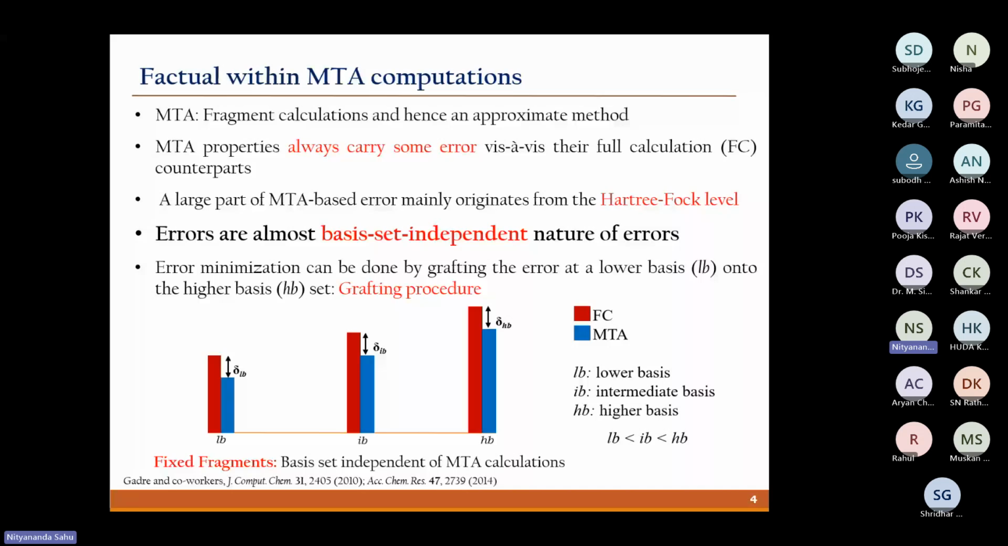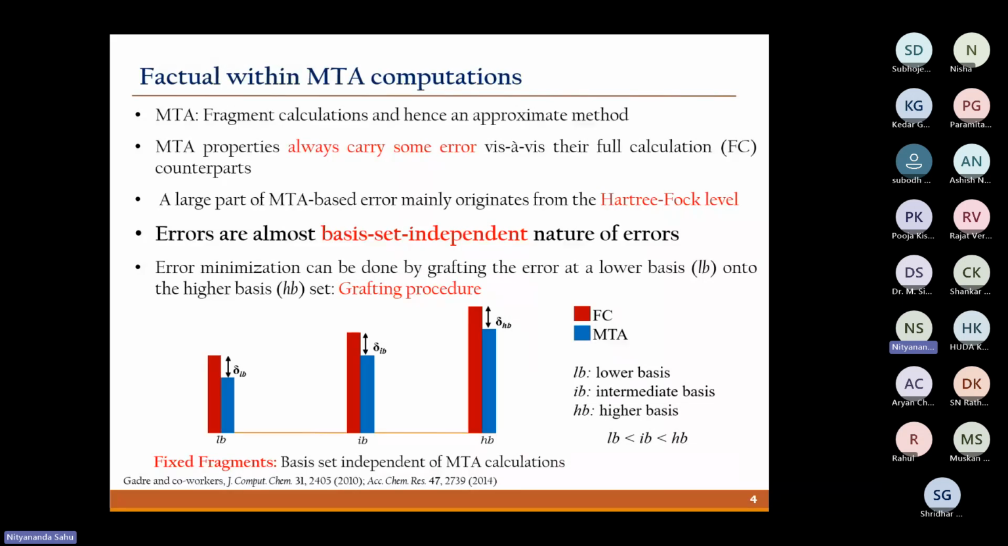Okay, so that means although I am changing the basis set, the error almost remains constant. So that helps us to calculate the properties within MTA at a higher basis. How? Let's say we are very keen to do a calculation at the higher basis, and then you do the MTA based calculations, and you get the right blue box. But you can't do the full calculation there. So you don't have any idea how good or how bad my result from the MTA based calculation is.